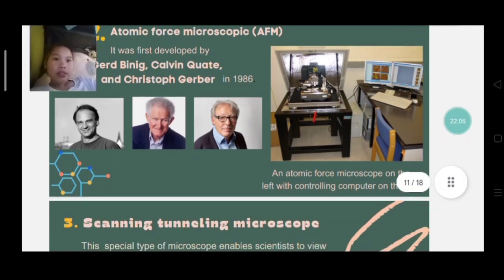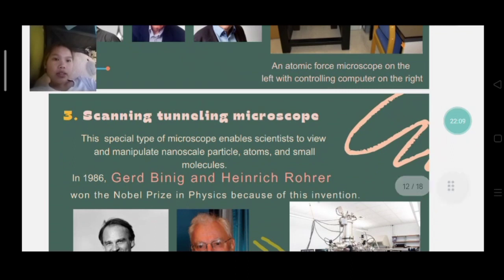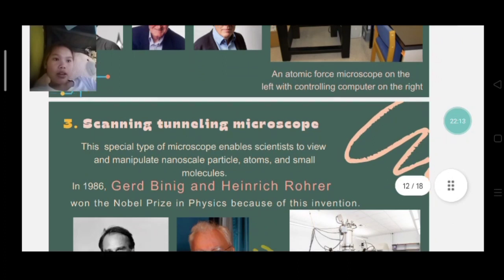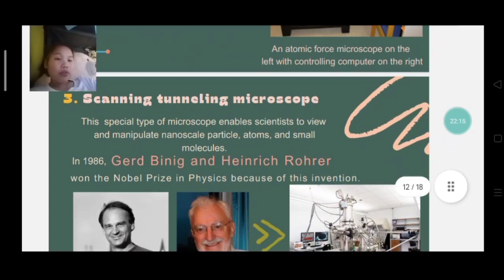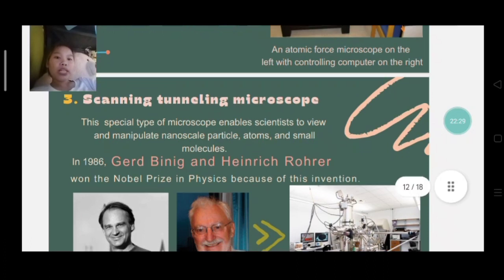And the last one that we can use to view the nanomaterials is the scanning tunneling microscope. This special type of microscope enables scientists to view and manipulate nanoscale particles, atoms, and small molecules.